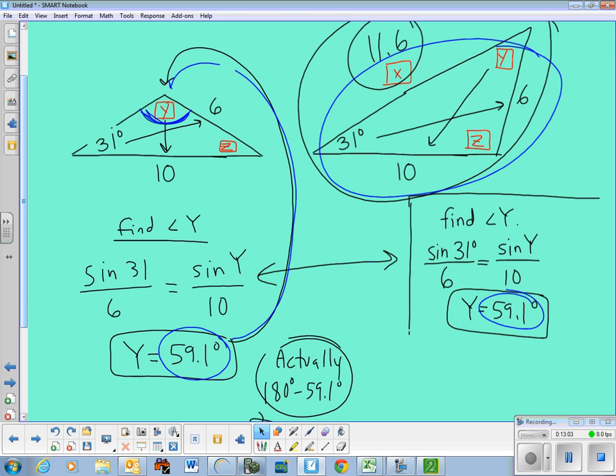All right, so this will come up in different scenarios. If they just give you 6, 10, 31, then it's your job to say, well, it could be the one on the left, it could be the one on the right. Let me solve both. If they give you a picture, then you're going to need to decide which one is which. And if you use the law of sines, it can be tricky. All right, so remember that.